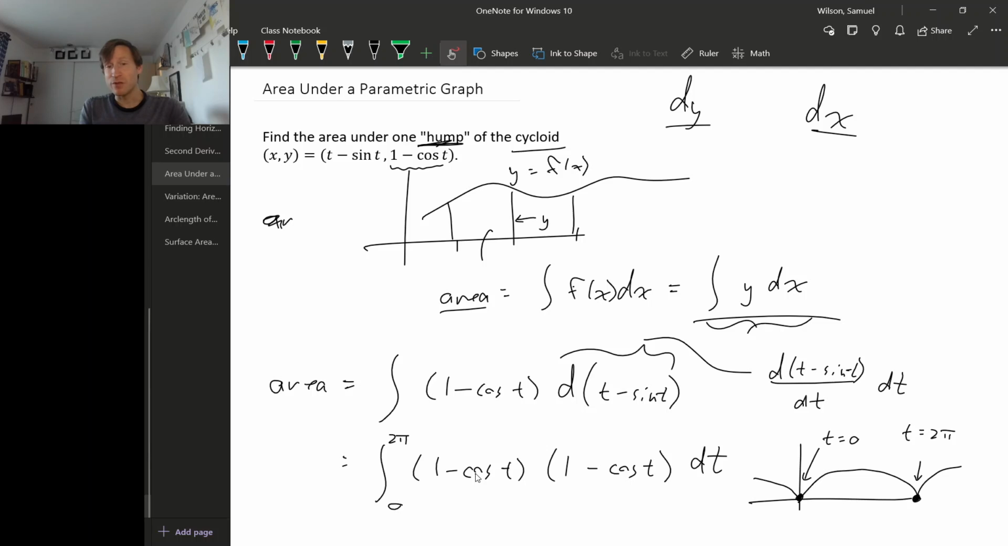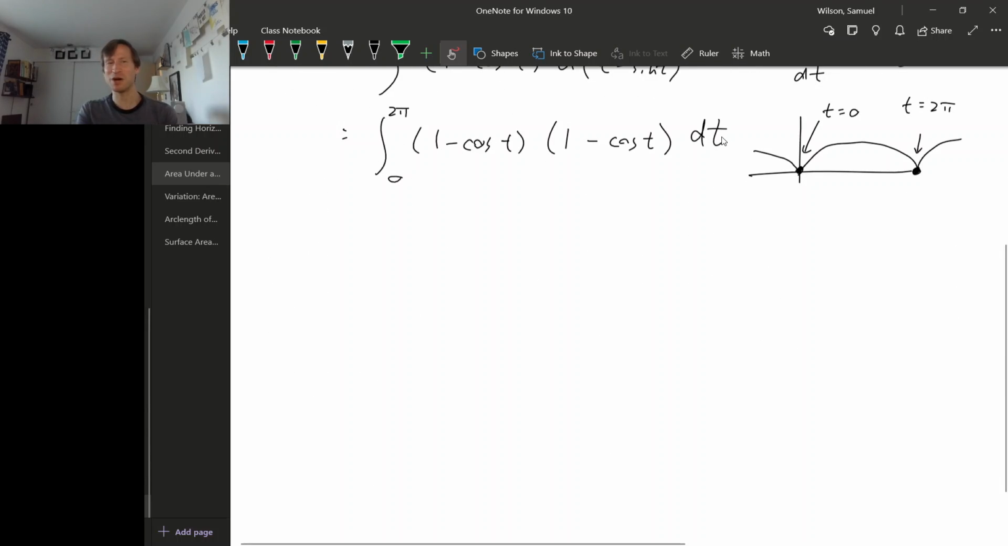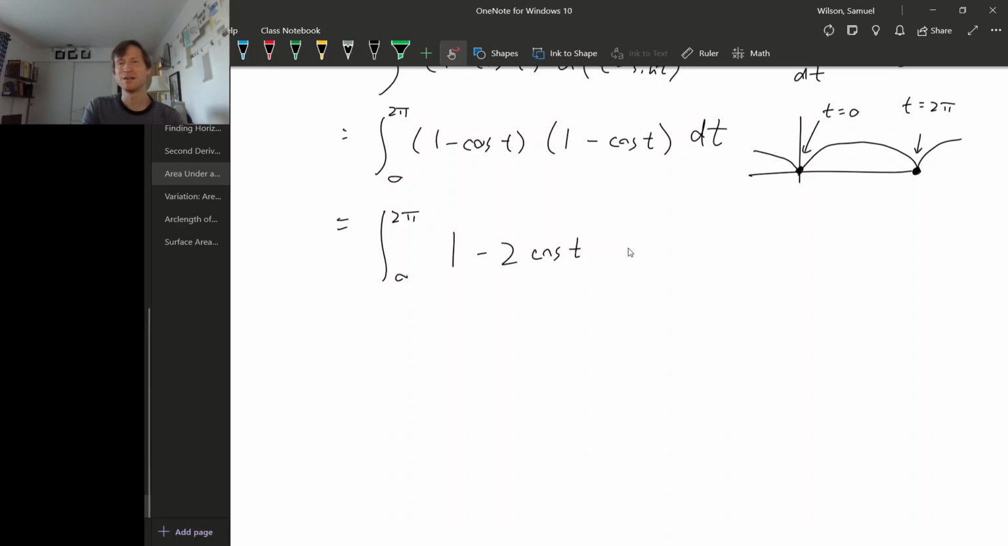So at this point, we've rewritten this integral that was originally in terms of x and y in terms of our parametrization. So now we can temporarily forget about where this integral came from and just work on it like any other single variable integral. So let's see, 1 minus cosine t, so integral from 0 to 2 pi. Looks like we're going to have some powers of cosine. So if we multiply this out, we get 1 minus 2 cosine t plus cosine squared t, dt.